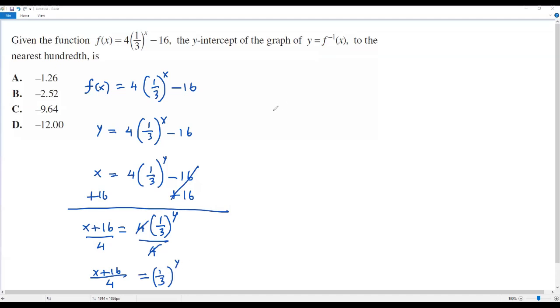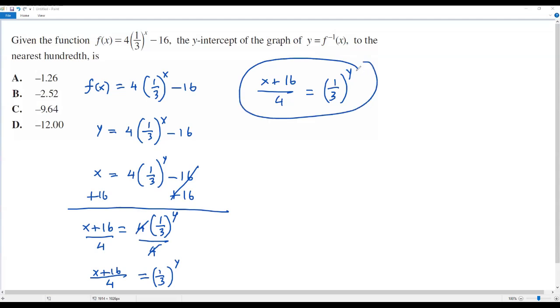Now we have the equation in the form (x plus 16) over 4 equals (1/3) to the power y. How do we solve for y in this one? We have to convert this equation to logarithmic form. Actually, this equation is in exponential form because we have the variable y in the exponent. If I convert it to logarithmic form, I can solve for y in terms of x. For that, I have to move the base over to the left side of the equation.